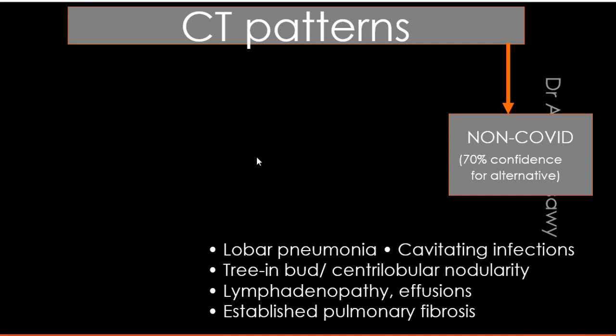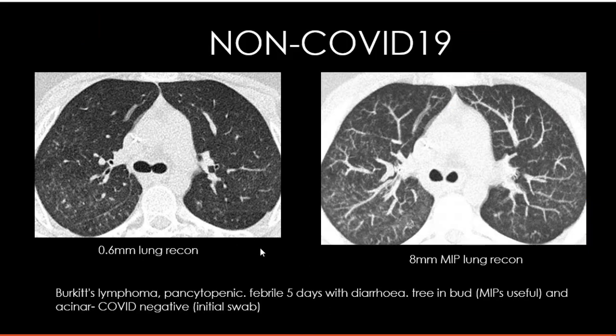17% confidence for alternatives like lobar pneumonia, cavitating infection, tree-in-bud, centrilobular nodularity, lymphadenopathy, effusion, established pulmonary fibrosis. Non-COVID-19 as this CT is high resolution, 0.6 mm lung reconstruction, and when we do 8 mm MIP lung reconstructions, we found a difference in imaging quality, in resolution, and in ground glass appearance.